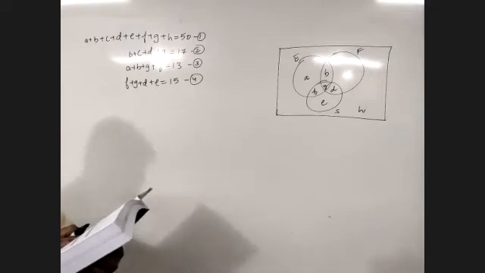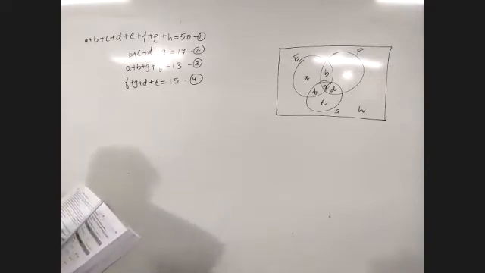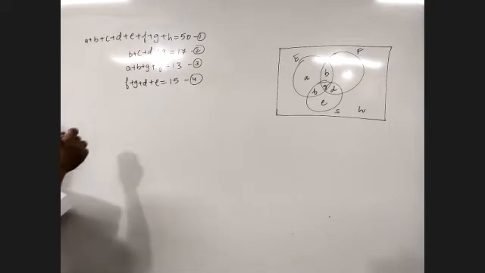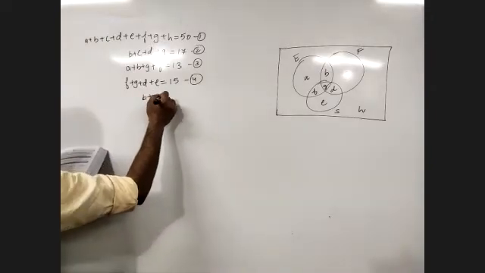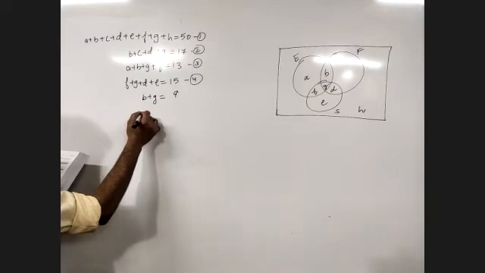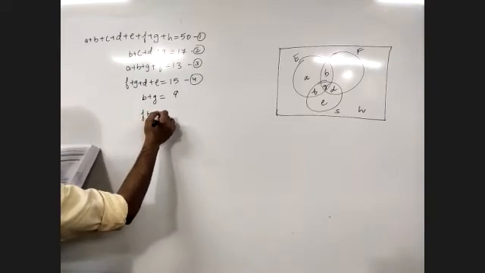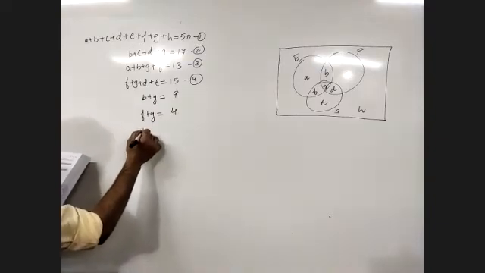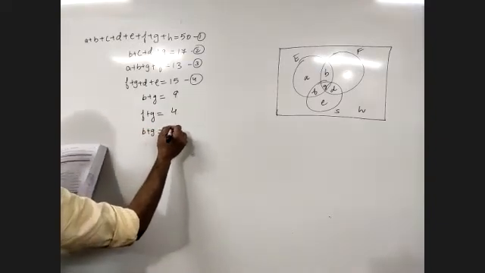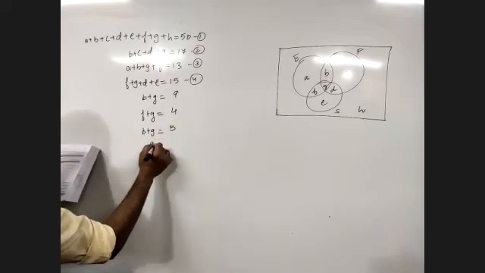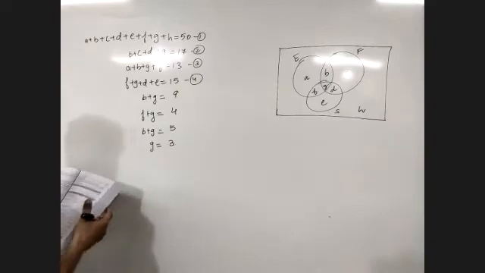Then French and English, what will be the data? Common for French and English, B plus G. So B plus G is equal to 9. English and Sanskrit, F plus G is equal to 4. French and Sanskrit, D plus G is equal to 5. English, French and Sanskrit, so G is equal to 3.